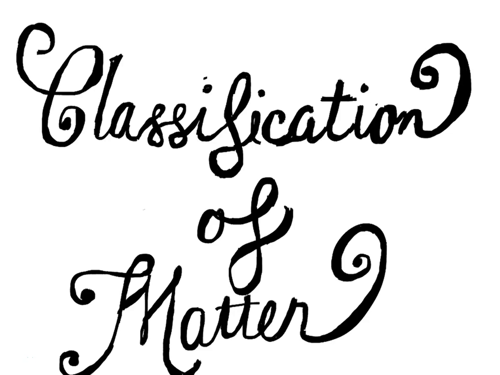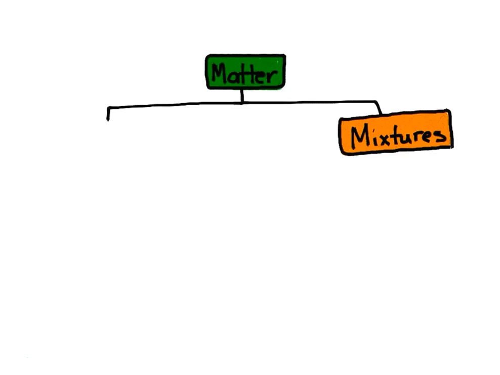This video will introduce the concept of the classification of matter. This is an introductory concept in general chemistry, the first semester. So we're going to start with all matter at the top. And the first division is between substances that are pure substances and substances that are mixtures of at least two pure substances.